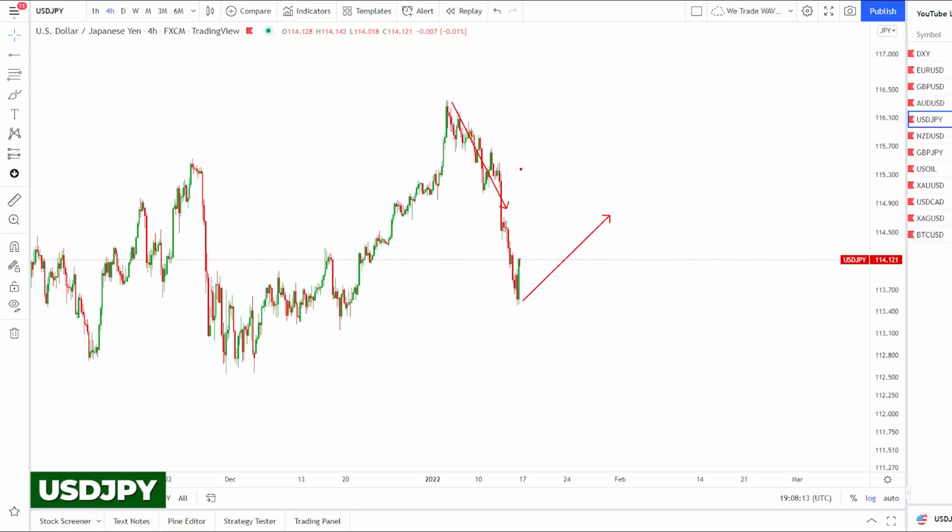Anyway, what next? For this one, market will be going upwards. So if we get a buy setup, we might go for this buy and we will manage our trade. For dollar yen, we are biased to the upside.